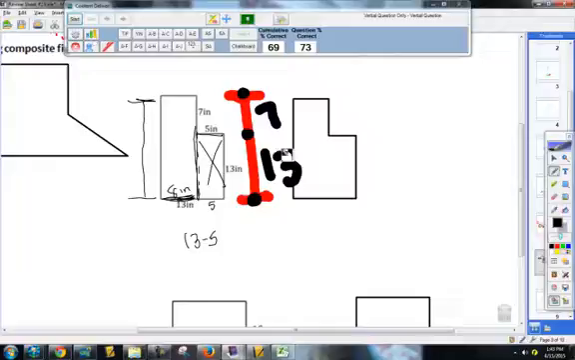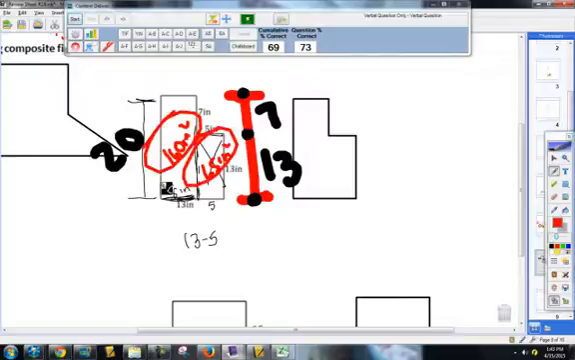7. So we got to put them together. That's going to be 20. So now I could do it this way and say, okay, my base and my height is 8 and 20. That's going to give me 160 inches squared. And then 5 times 13 is 65 inches squared. You still get 225 inches squared. Okay? Let's go ahead and try the next one.